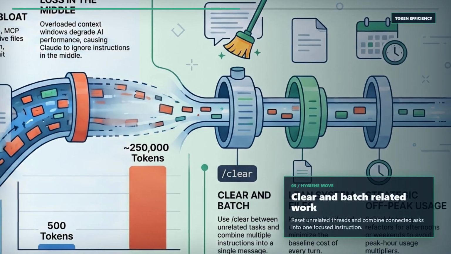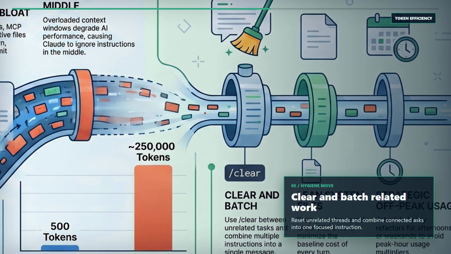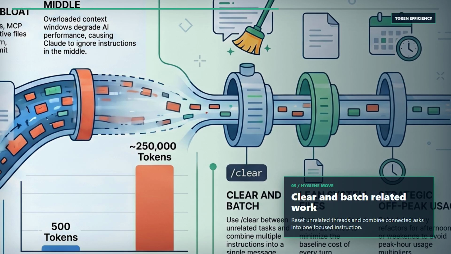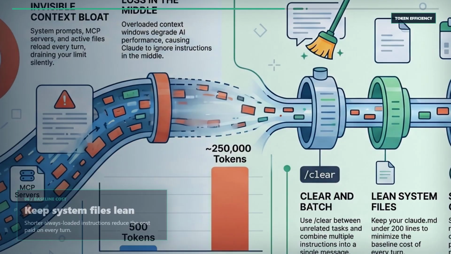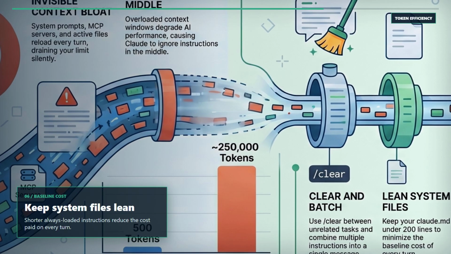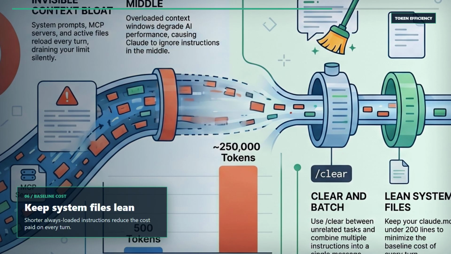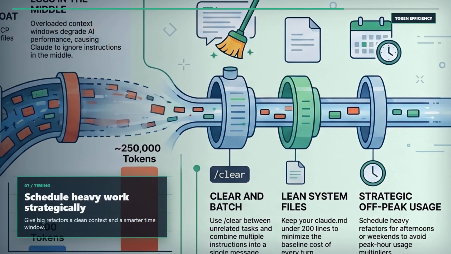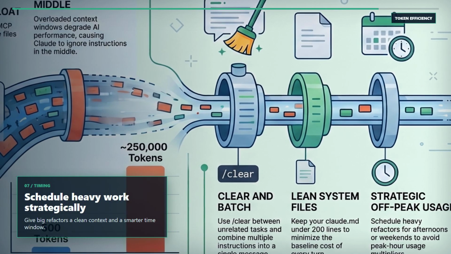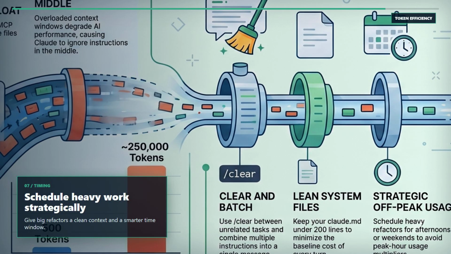The first hygiene habit is to clear and batch. Use clear between unrelated tasks, and combine related instructions into a single focused message instead of stretching them across many turns. Second, keep system files lean. A compact Claude Markdown file reduces baseline cost every turn, because those instructions do not need to be huge to be useful. Third, use heavy refactors strategically. Schedule long, expensive work for off-peak windows when possible, and start those sessions with a clean, narrow context.